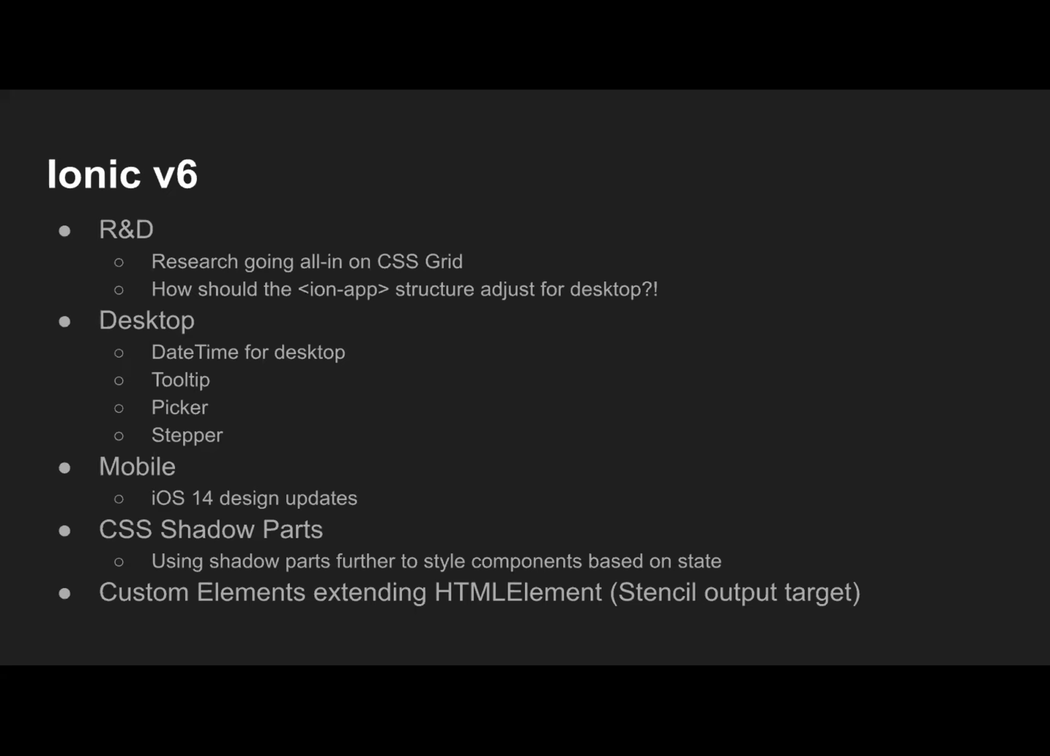And the other desktop stuff we're missing, like a tooltip, like how the picker reacts on the desktop side, adding a stepper component, things like that. It's some missing obvious ones that we would like to get into V6. iOS 14 had a couple of design updates. We'd like to get those updated. V5 did get a lot of the big iOS updates, but since iOS 14, there's a couple more tweaks that we'd like to put in there too.